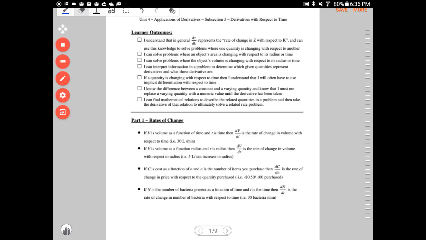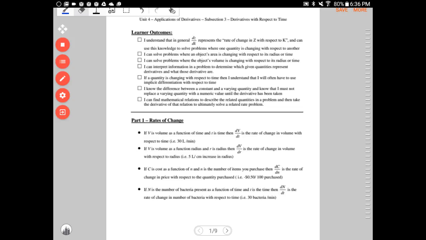If V is volume and r is radius, then dV dr is the rate of change of the volume with respect to that radius. So say 5 liters per centimeter. Okay, so for every centimeter increase in radius, we gain 5 liters in volume. Okay, we can do this with cost.